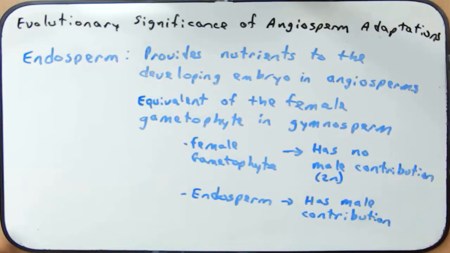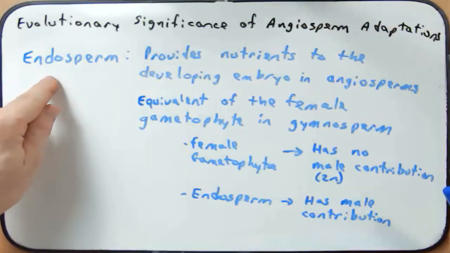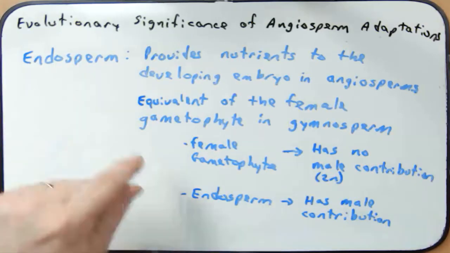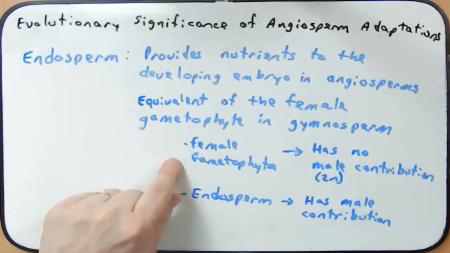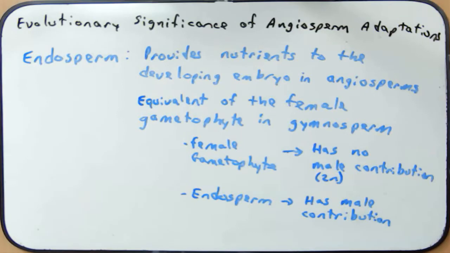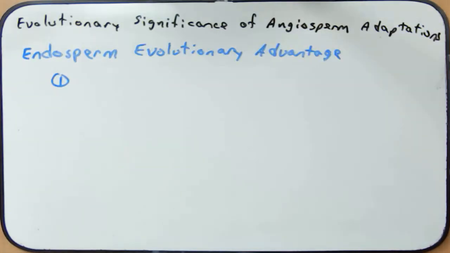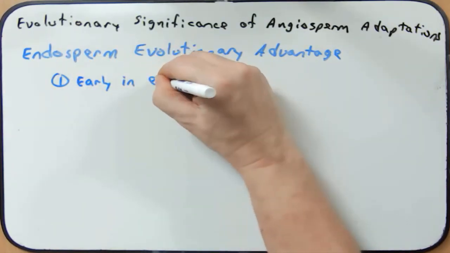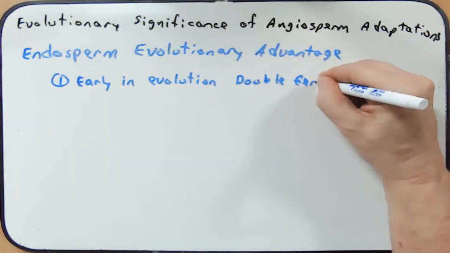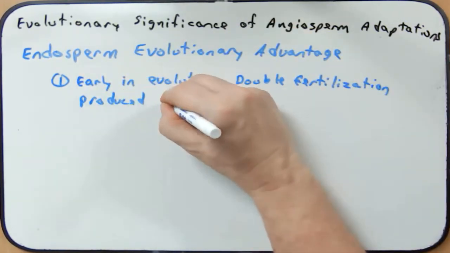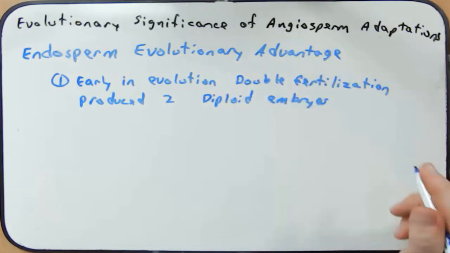So the question you might be asking is, why does this matter? What is the evolutionary advantage for angiosperms to make an endosperm, as opposed to just having the female gametophyte provide the nourishment? Well, the short answer is we don't really know, but there are two hypotheses, and I want to just briefly mention them. The first is that from an evolutionary perspective, early on, double fertilization produced two diploid embryos. Each of these embryos would have been capable of sustaining life.